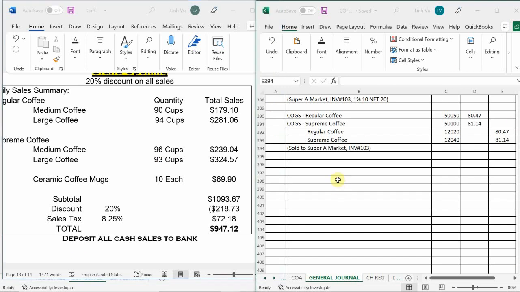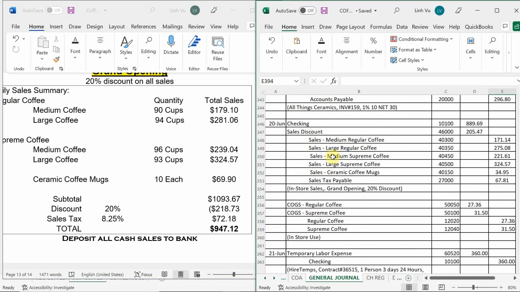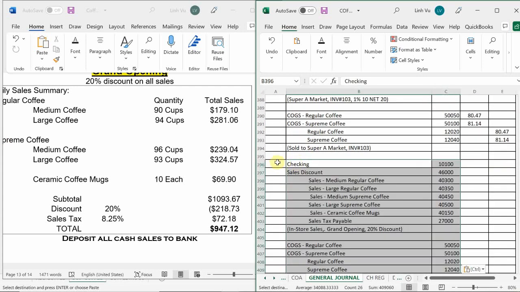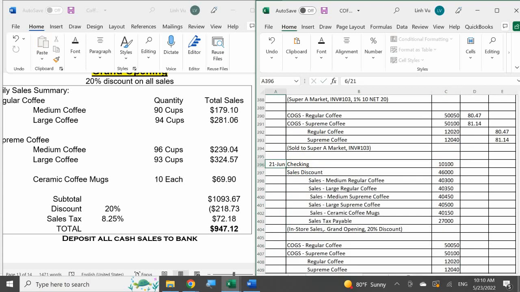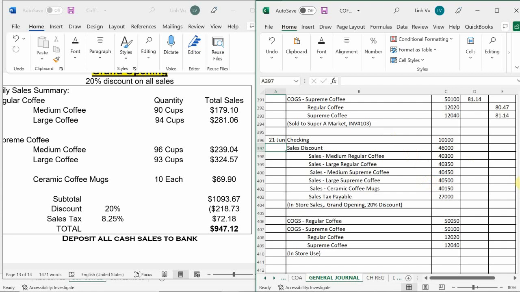So in this case, yes, we've done this before. So we're going to go look up a journal entry right here. Checking, sales discount, sales, including tax. Okay, so this is something I can definitely copy and paste. So now all I have to do is just fill in the numbers.